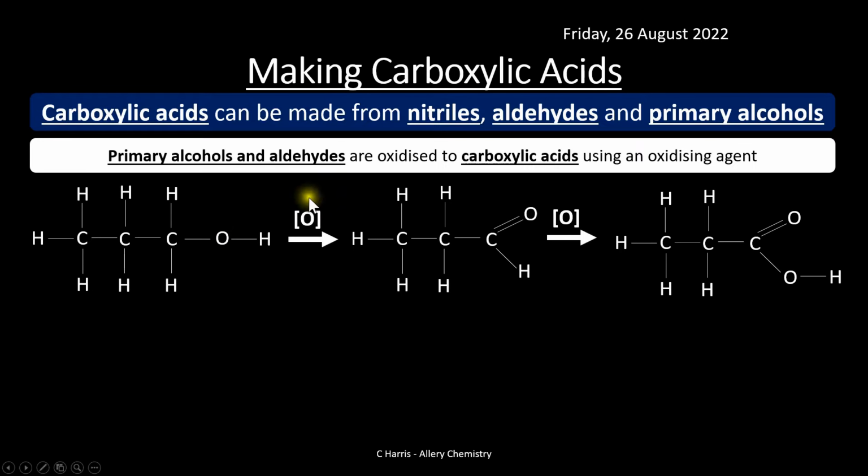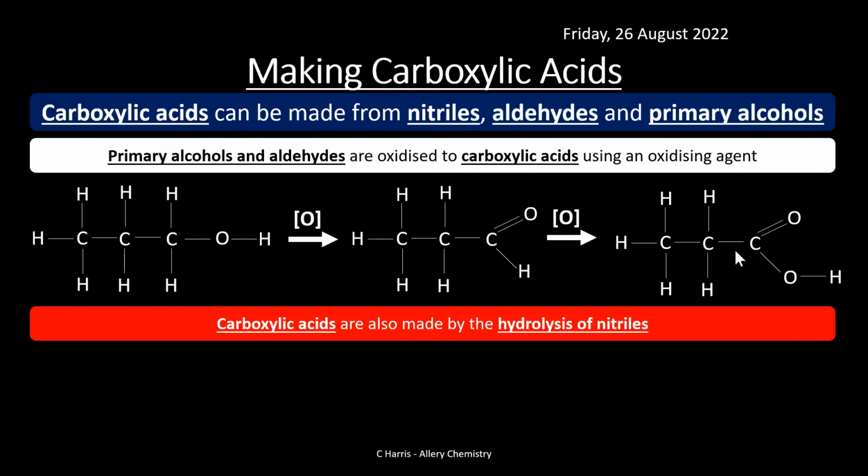Primary alcohol oxidizes to an aldehyde, and then that oxidizes again to a carboxylic acid, using, say, dichromate.